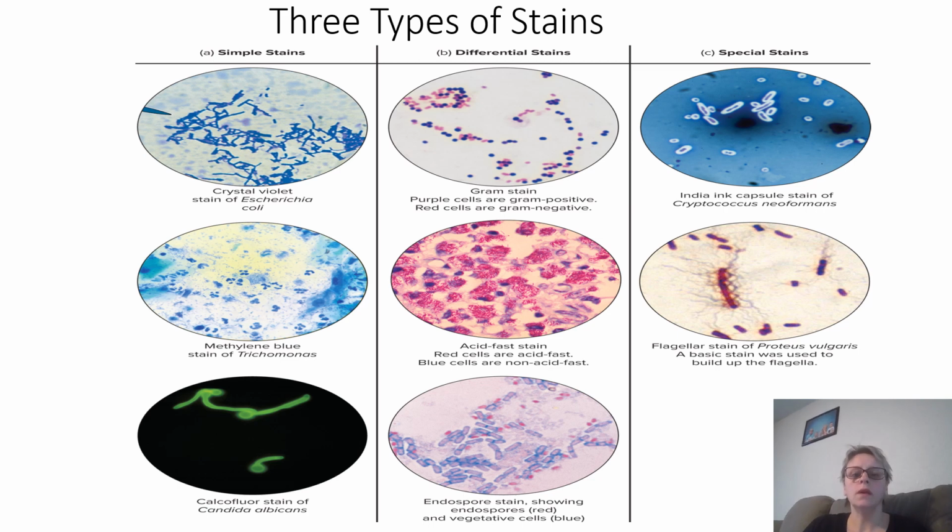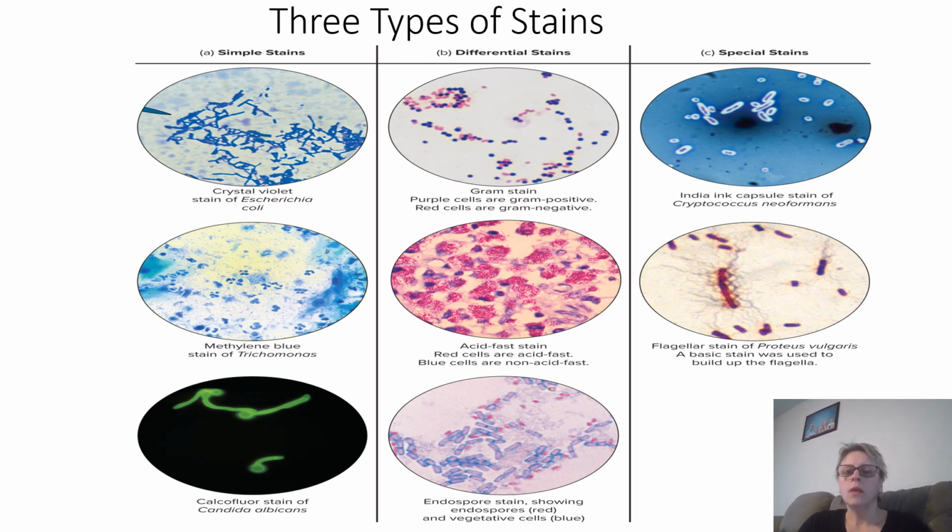Column B is differential stains. This is gram stain: purple cells are gram positive, red cells are gram negative. And then acid-fast stain: red cells are acid-fast, blue cells are non-acid-fast. And then the endospore stain showing endospores in red and vegetative cells in blue.